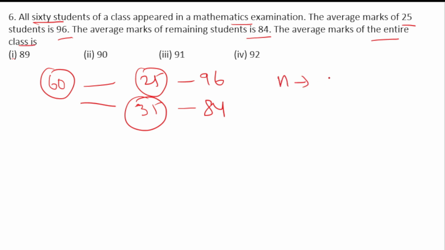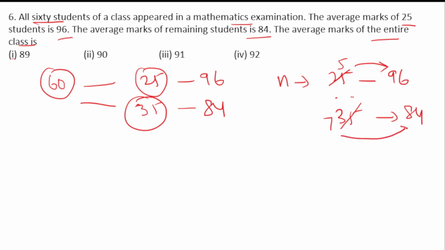See, the number of students are 25. For this 25 students, the average is 96. And for 35 students, the average is 84. See, for the number of students, we can take ratio. We will simplify it 5 into 5, 5 into 7. See, for 5 members, the average is 96 and for 7 members, the average is 84. We have to find the average for this 12 members.